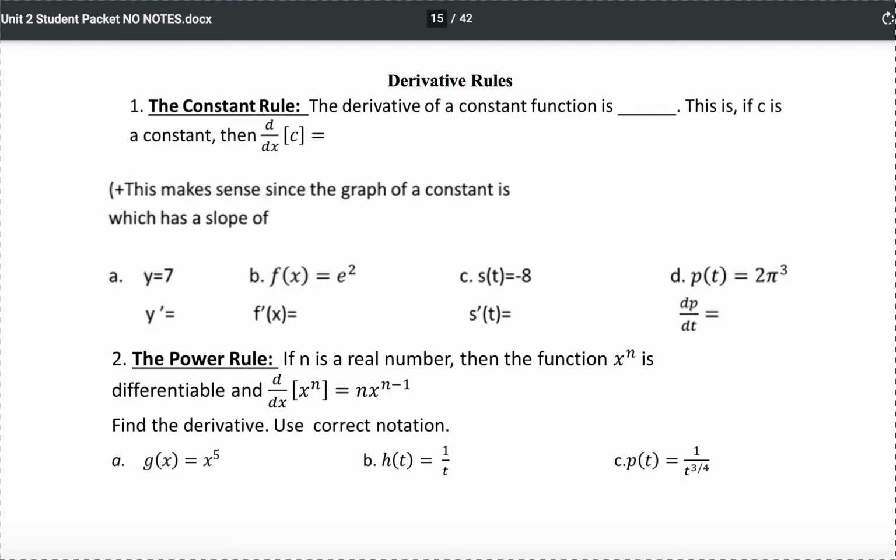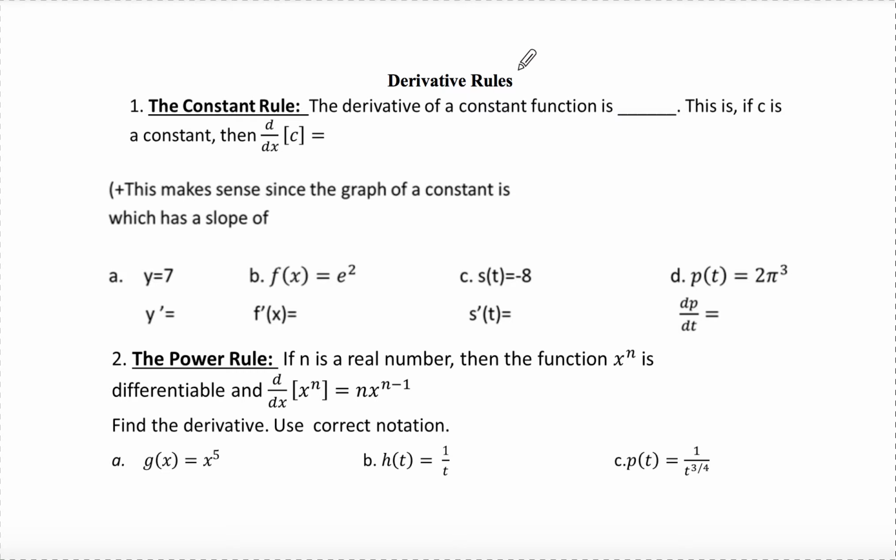So at the start here, the rules start off really simple. The constant rule. The derivative of a constant function is simply 0. This is, if c is a constant, then the derivative of c is just 0. This makes sense because remember the derivative measures the slope of a graph. And if we have a constant function, for example, the function f of x equals 2, that is a flat line at 2, and the slope of that graph is 0. All right? So the derivative of any constant is just 0. This makes sense since the graph of a constant is horizontal, which means it has a slope of 0.